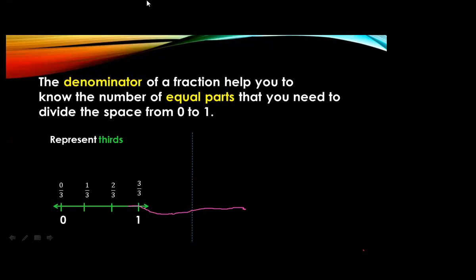Miss, I don't understand. Again, we want to represent the fraction on the number line. How will we do it? We have third. That means I will divide the number line into 3 equal parts. I can do it with the ruler. We can do it either way.